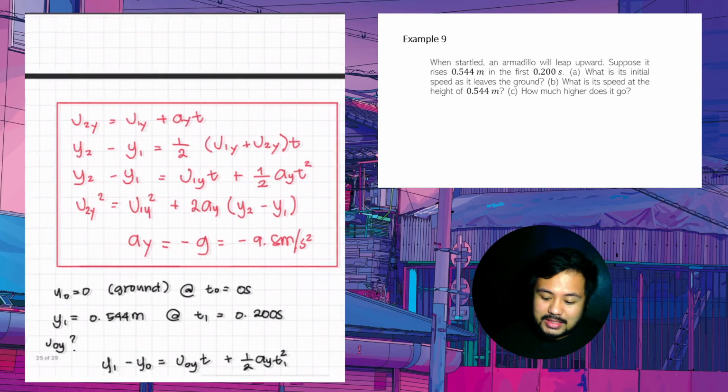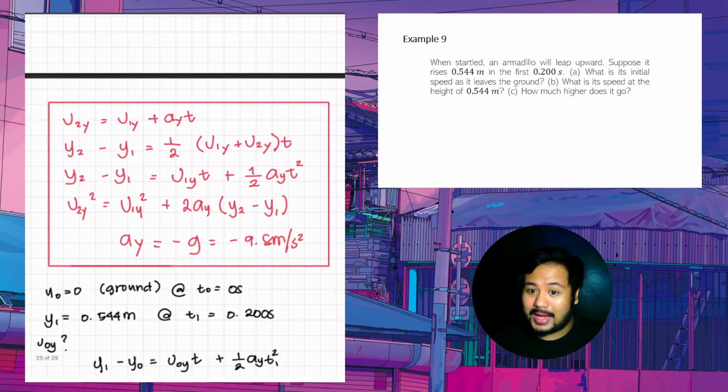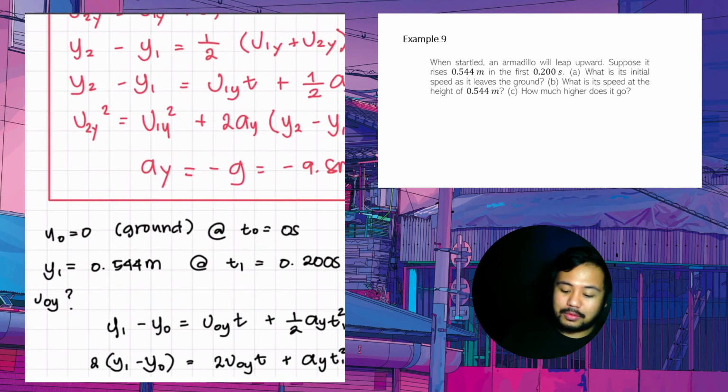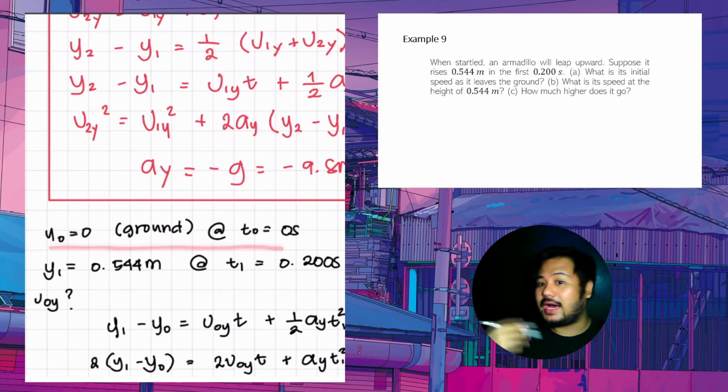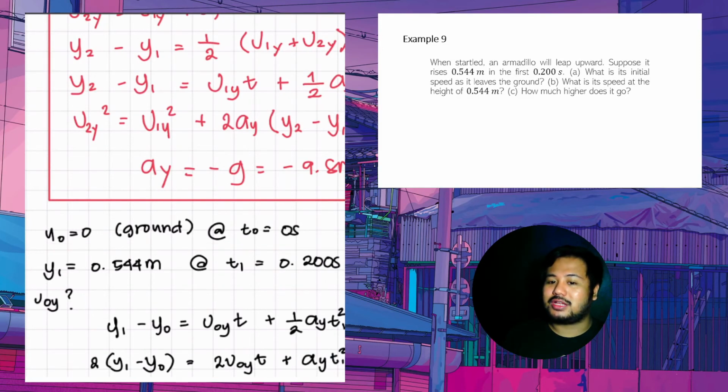And as you have noticed, I just replaced all the x's with y's. Okay? So, I assume that the armadillo is coming from the ground, wherein that is my y0, and that is equal to 0 meters. So this one is at the ground, at t equal to 0 seconds. And then, after leaping, it reaches a height of 0.544 meters. That is y1, at t1 equal to 0.200 seconds.